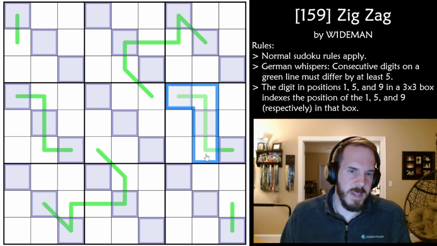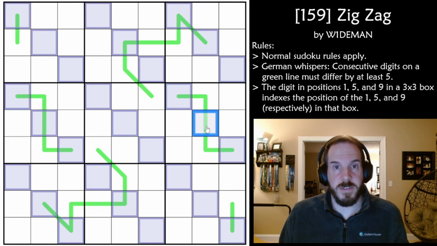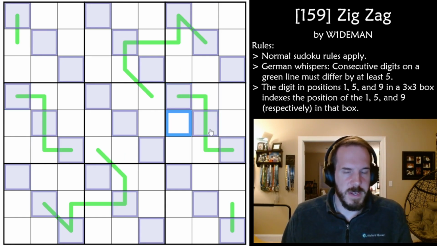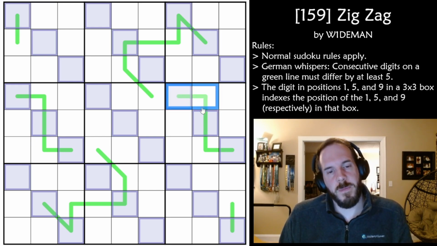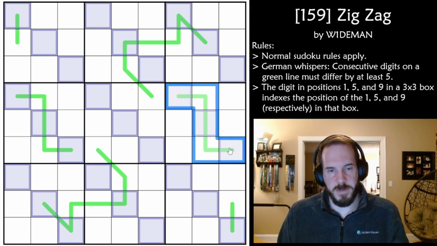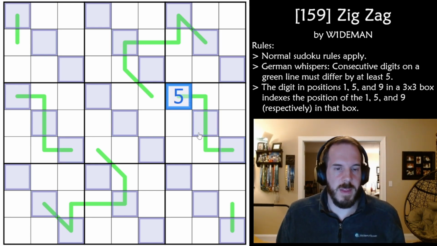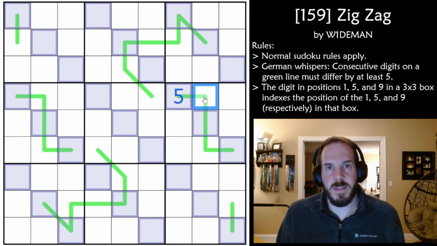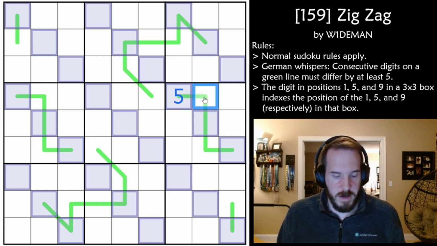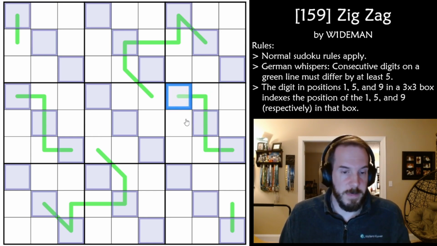So we're looking at this in the example, but these German whisper lines combined with this indexing are interesting to me for a couple of reasons. So first, a result of the logic of German whisper lines is we can never put a 5 on the line. Because if we do, we need to have a digit next to it that's at least 5 apart, which would either give us a 10 or a 0. And in this puzzle, those numbers are not allowed.